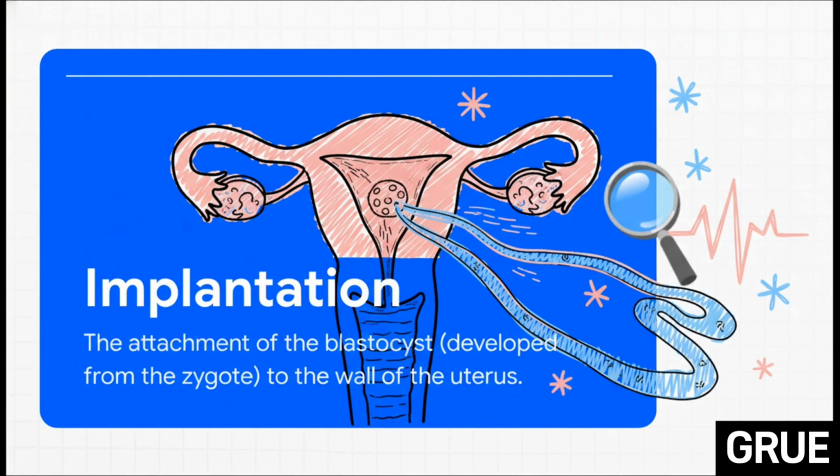This new little life, which is now a tiny ball of cells called a blastocyst, has to find a safe place to grow. And that brings us to step 4, implantation. This is where the blastocyst attaches itself to the wall of the uterus. It's almost like it's plugging in to the mother's life support system so it can get all the nutrients and oxygen it needs to keep growing.